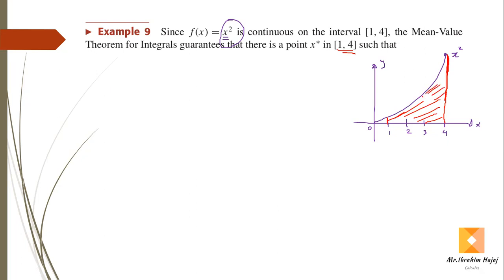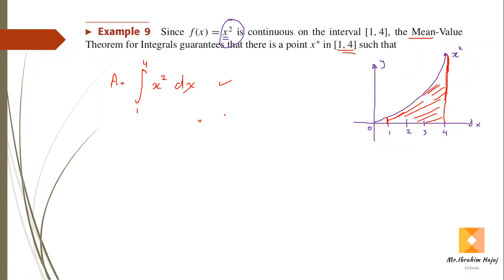How to find quickly this area? And he's asking you to use the mean value theorem for integrals. It guarantees that there is a point x star in 1 and 4, meaning between 1 and 4 there is a value here such that what? Such that the area equals the definite integral from 1 to 4 of this function f of x, x squared dx. This is one way. Or we can do it by integration, which is normal and easy. We can find here a value between 1 and 4.